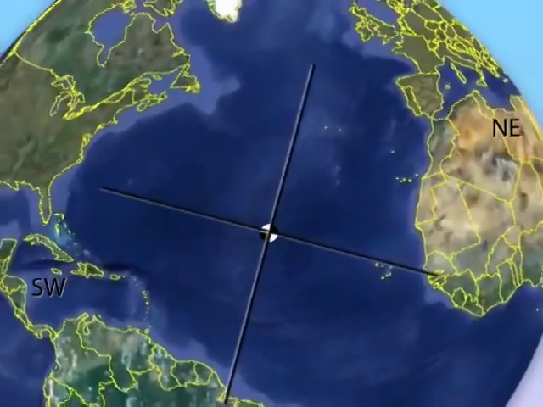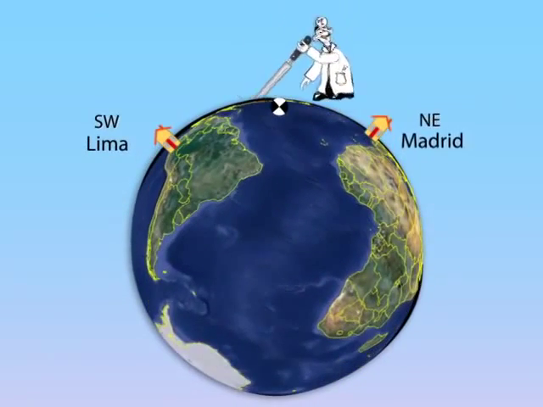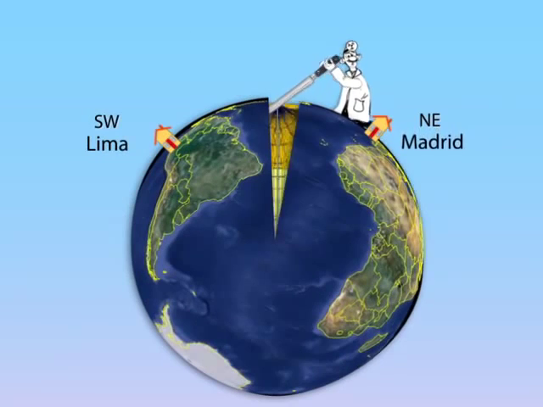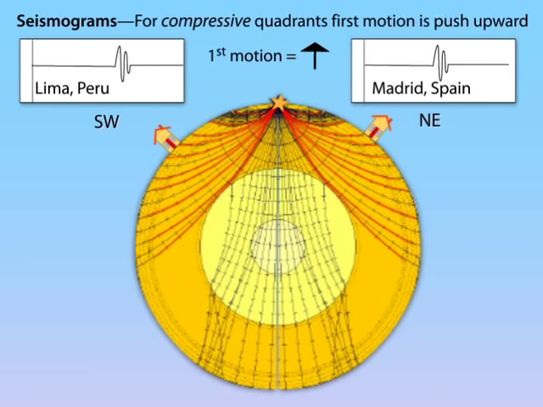First, make a vertical cut into the Earth through the hypocenter in a northeast-southwest orientation. P waves leaving the earthquake and traveling to Lima, Peru in the southwest quadrant, or to Madrid, Spain in the northeast quadrant, will have compressional first-arriving P waves that push up, away from the earthquake, and are observed as an initial upward vertical motion on the seismograms.